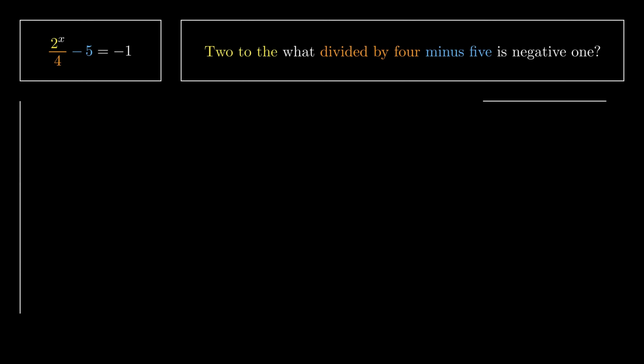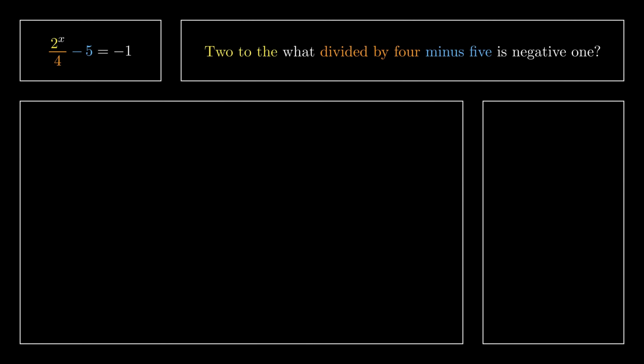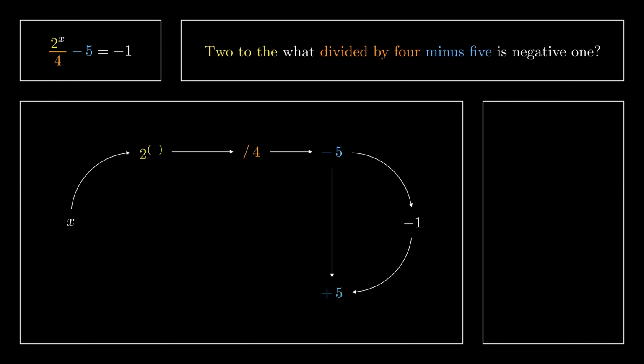So let's set this up. We start with some number, x, we don't know what it is yet. And if we exponentiate it, base 2, and then divide that by 4, and then subtract 5, we end up with a -1. So let's invert and reverse. The inverse of minus 5 is plus 5. The inverse of dividing by 4 is multiplying by 4. And the inverse of exponential base 2 is logarithm base 2.